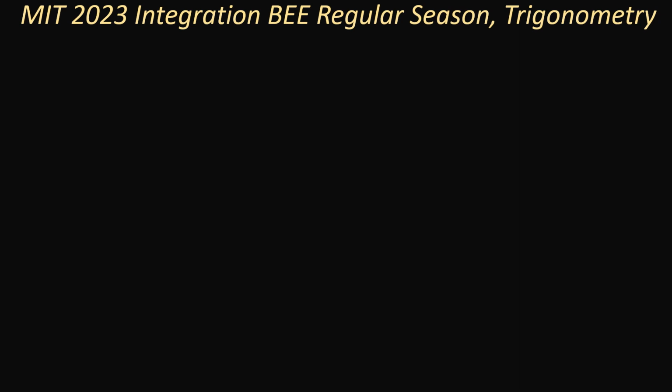We are moving forward still in the regular season under trigonometrical functions. Today we are looking at problem number 5 in the MIT 2023 Integration B regular season set of questions, and that's the integral of x cotangent of x from 0 to pi over 2. Now, this problem looks benign, but it's a very complex problem.